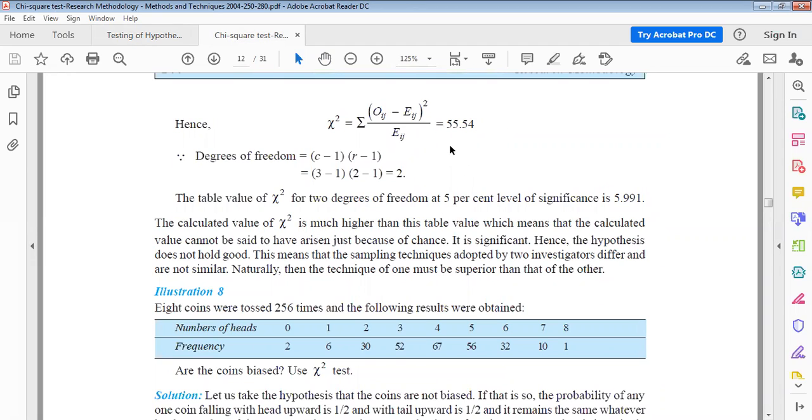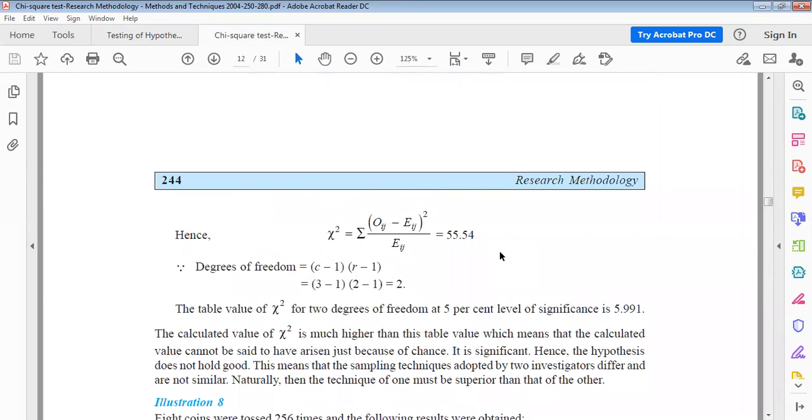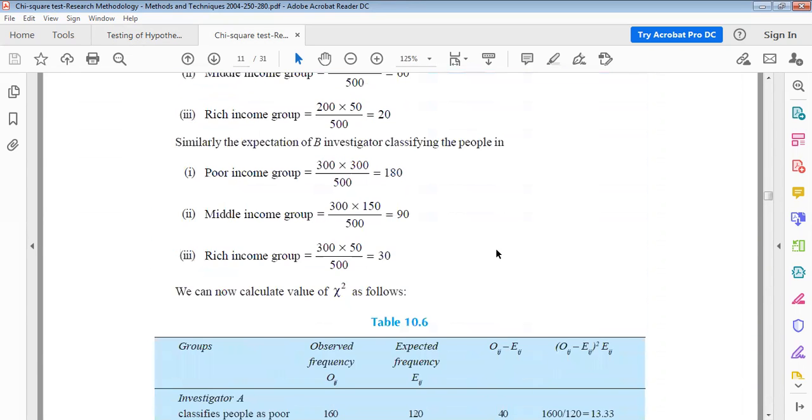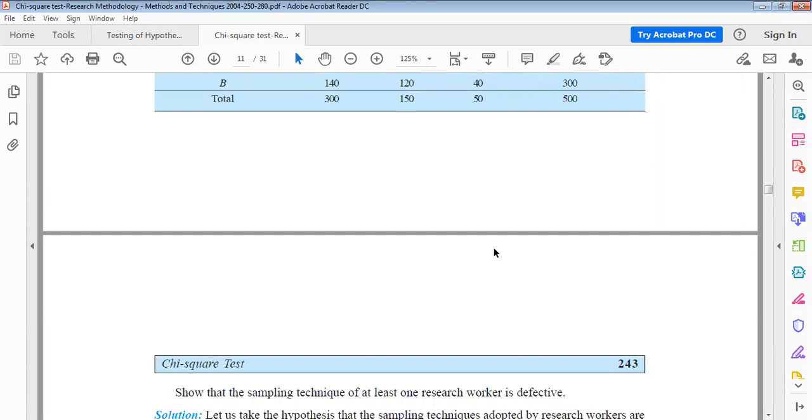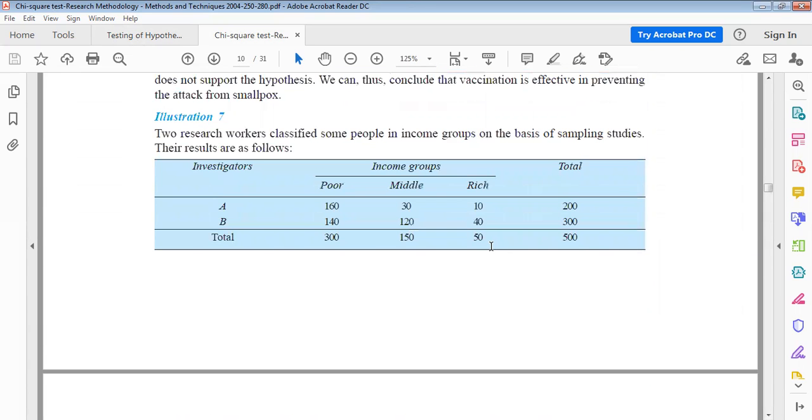The calculated value of chi-square is much higher. Calculated value is much higher than the table value, which means that the calculated value cannot be said to have arisen just because of chance. It is significant. Hence, the hypothesis does not hold good. This means that the sampling techniques adopted by the two investigators differ and are not similar. Naturally, then the technique of one must be superior to that of the other. Understand? This is another example, a very important example for you. I hope you can solve these types of examples.